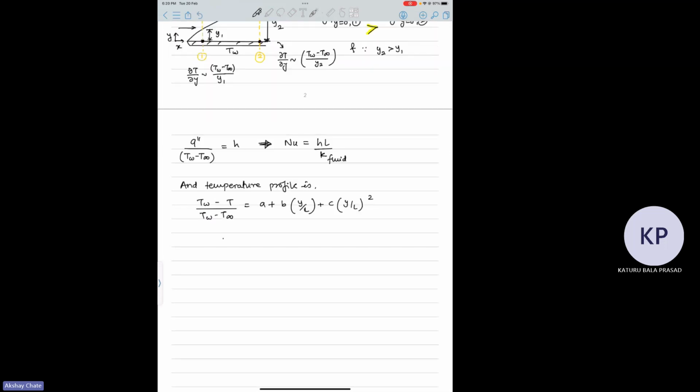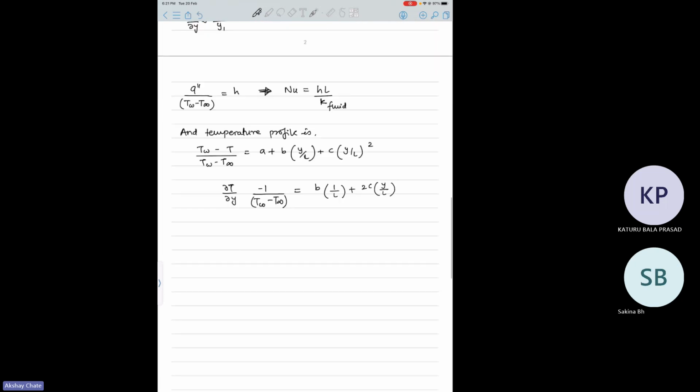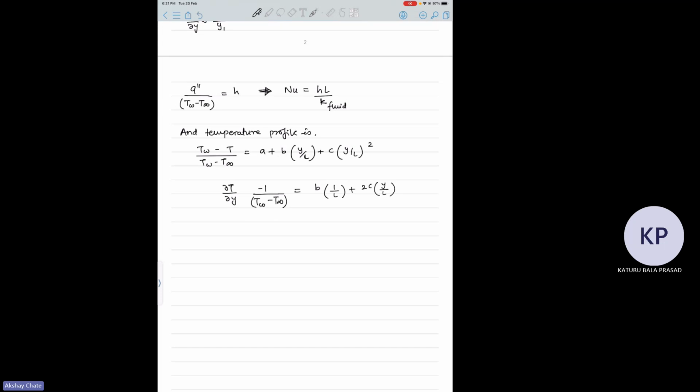So from here, if you take the gradient del T by del Y, what you end up with is 1 by T wall minus T infinity remains, because it will be the same, and since T is in the minus, there will be minus 1 here. A goes to 0, B into 1 by L plus 2C into Y by L. So this is your gradient, and at Y equal to 0, this term goes to 0.